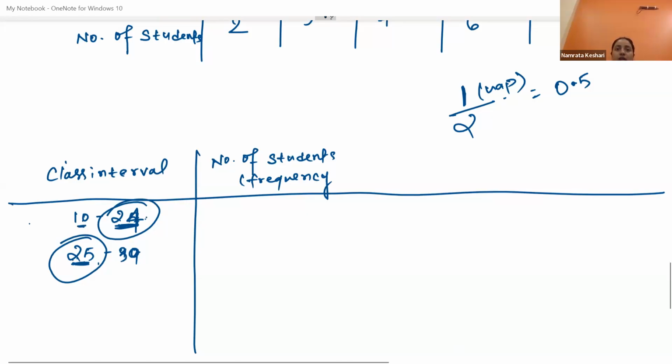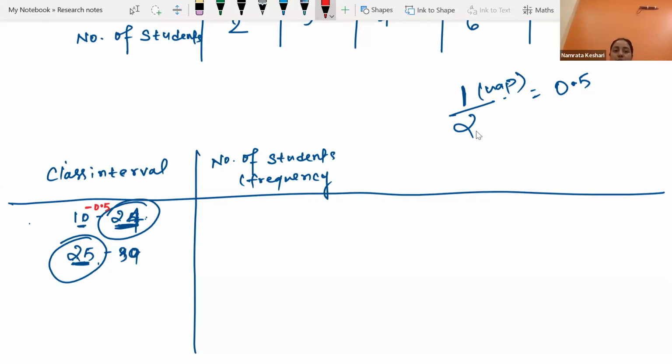आर यू एबल टू रिकॉल कि जब ग्रुप डेटा when we used to have the gaps like this, then this is how we used to fill the gap? Yes or no? Yes.